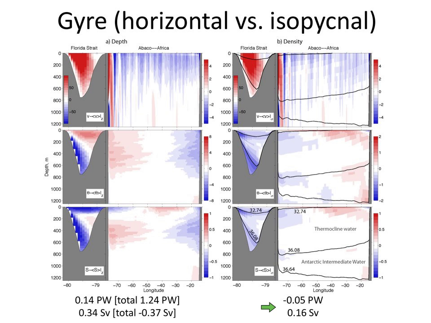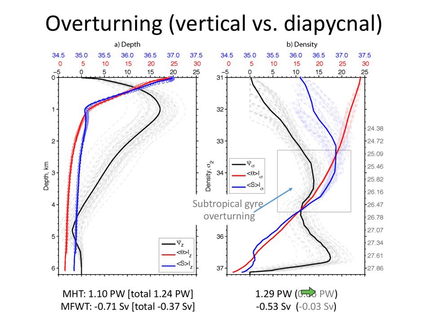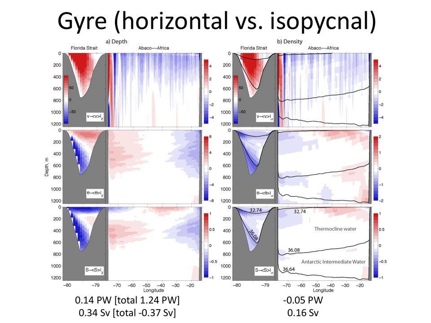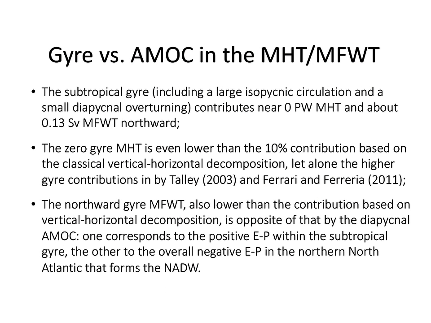So if we add this horizontal, this isopycnic gyre, and in the previous slides, this diapycnal component of the subtropical gyre, then we will get the result that the subtropical gyre actually contributes about 0 petawatts of meridional heat transport, and about 0.13 sverdrups of freshwater transport northward.